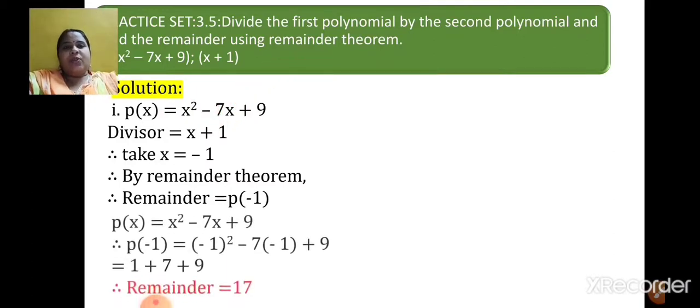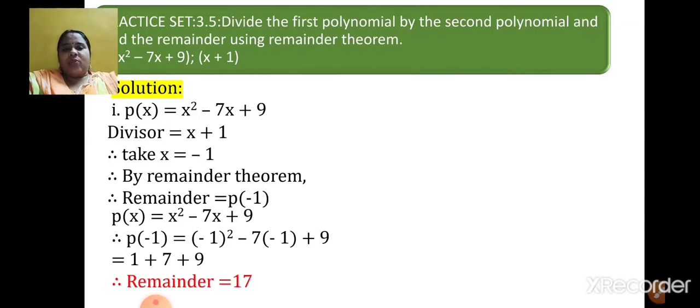So let's substitute. p of x is equal to x square minus 7x plus 9. I told you x is to be substituted as minus 1. So p of minus 1 is equal to minus 1 the whole square minus 7 into minus 1, plus 9. Wherever I am seeing x, I am substituting minus 1. Minus 1 the whole square is 1, minus into minus is plus, 7 ones is 7, plus 9. So 1 plus 7 plus 9, what is the answer? 1 plus 7 is 8, 8 plus 9 is 17.